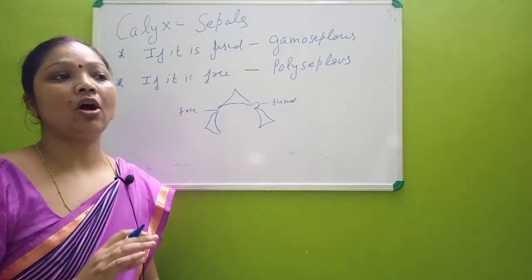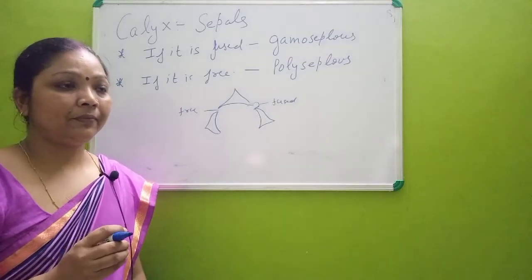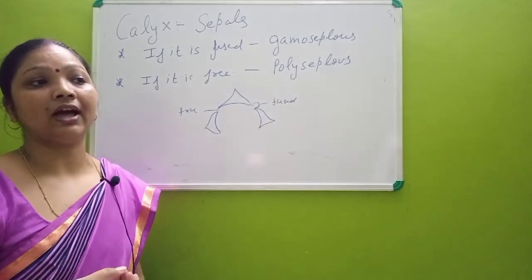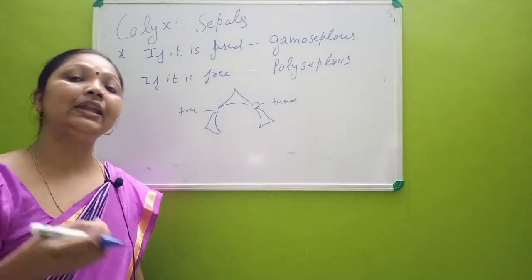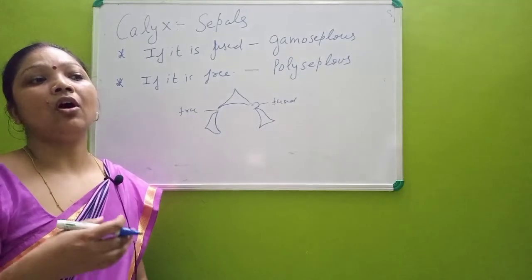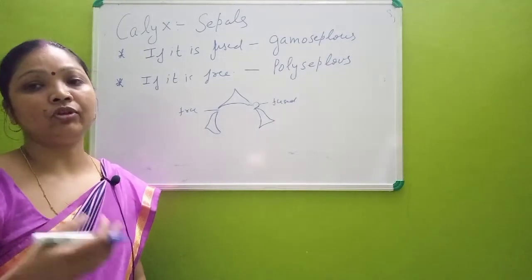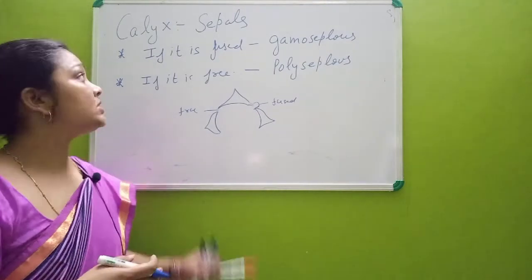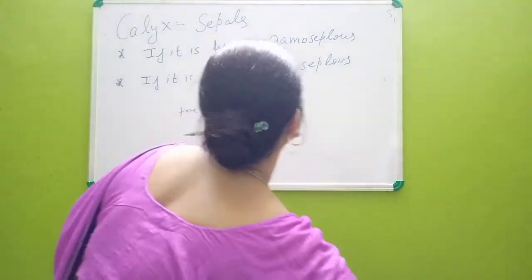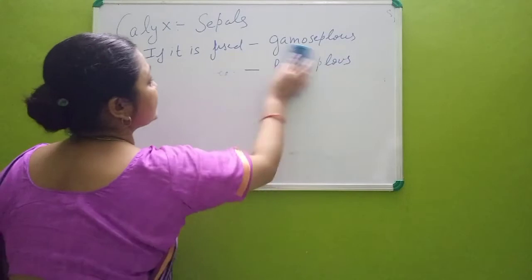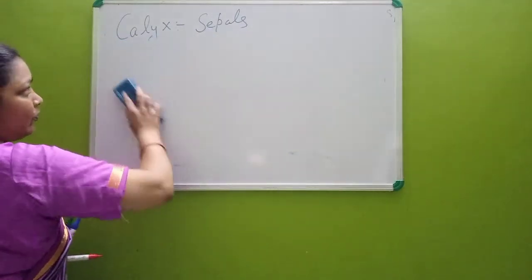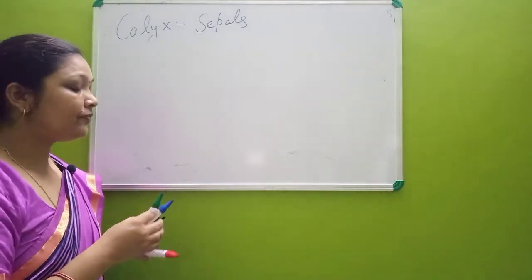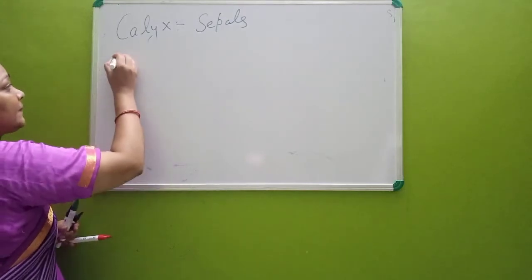Now the basic function of this calyx is the protection of the flower, or protection of the flower in the bud stage, you can say. But on the basis of duration, how long they stay with the flower or the bud, calyx is of three types. So we'll deal with the types of calyx now, on the basis of the persisting of calyx after the bud stage.